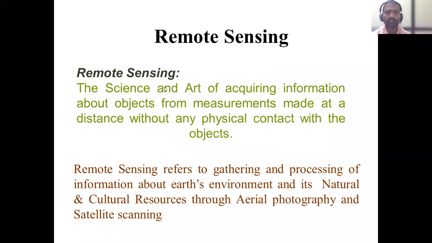सो देन रिमोट सेंसिंग में है देखो. सो रिमोट सेंसिंग मीन्स व्हाट? द साइंस एंड आर्ट ऑफ acquiring the information about the object from the measurement made at a distance without any physical contact about the object.